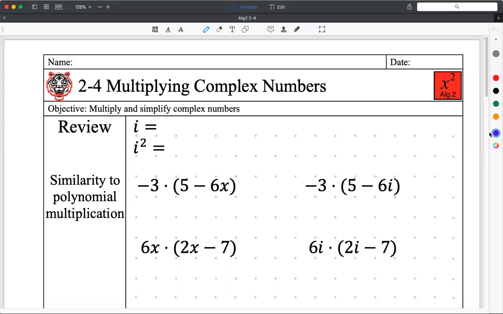All right. We are in Algebra 2, Lesson 2-4, multiplying complex numbers. Today's date is Thursday, September 17th, 2020. And it's the PDF document that doesn't let me write right there, which is interesting.